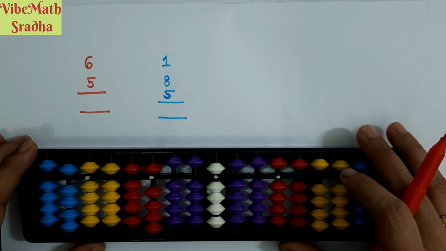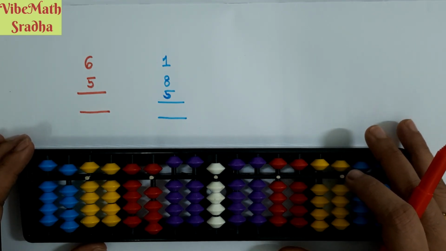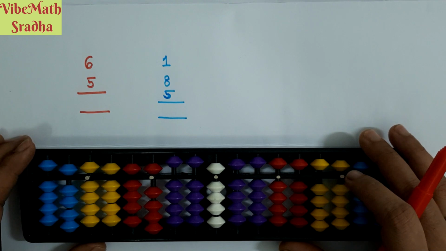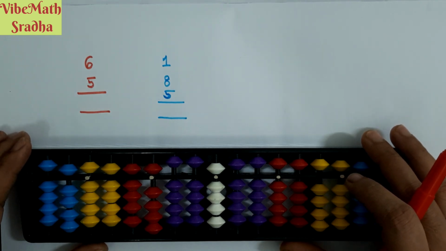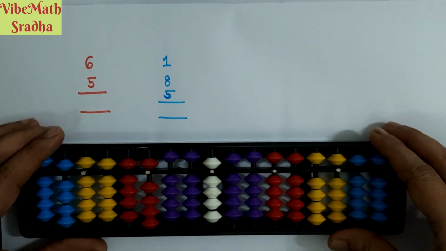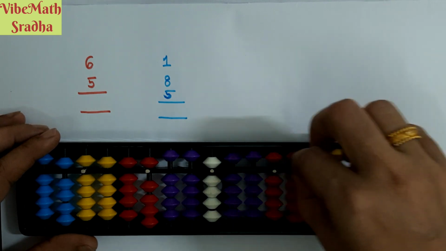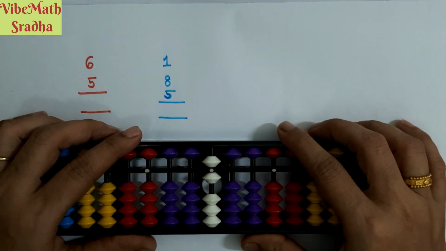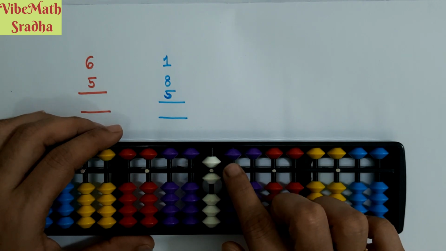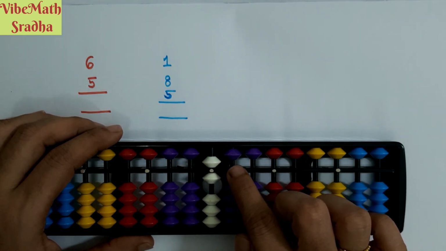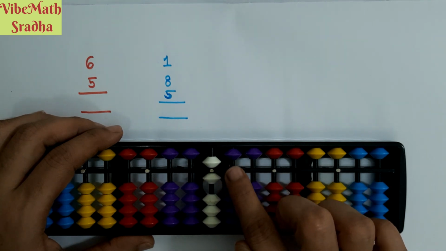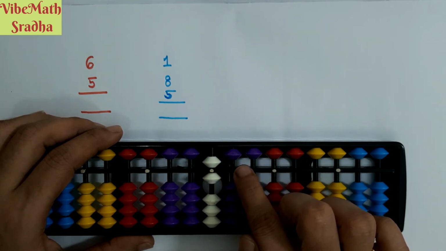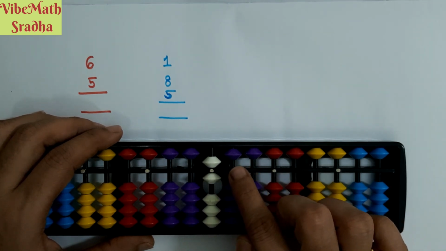Now we are going to solve these two sums using our abacus tool. Our first sum is 6 plus 5, right? Now let's solve it. 6 plus 5. Here the upper bead whose value is 5 is already in use. So direct addition of 5 is not possible, right?